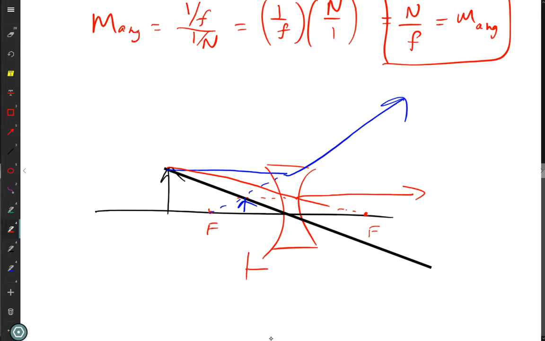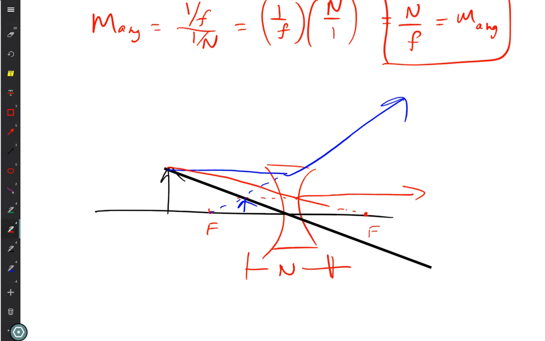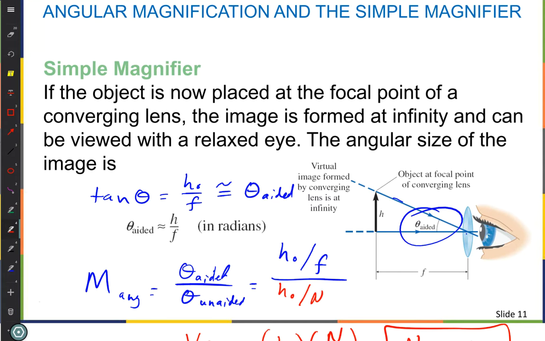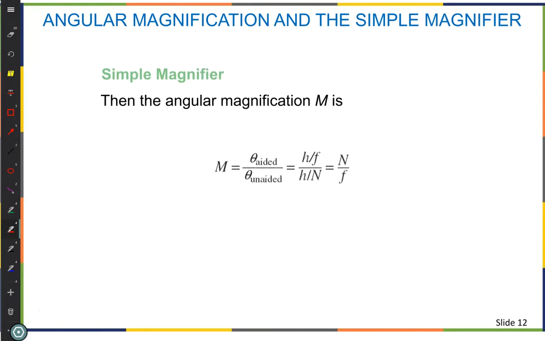And notice you'd have to have this here as your near point where that image is. So you have to move it farther away. It makes it smaller. Doesn't help you. So you have to use a converging lens to make a simple magnifier. So that is the simple magnifier with the unaided or unaccommodated viewing.